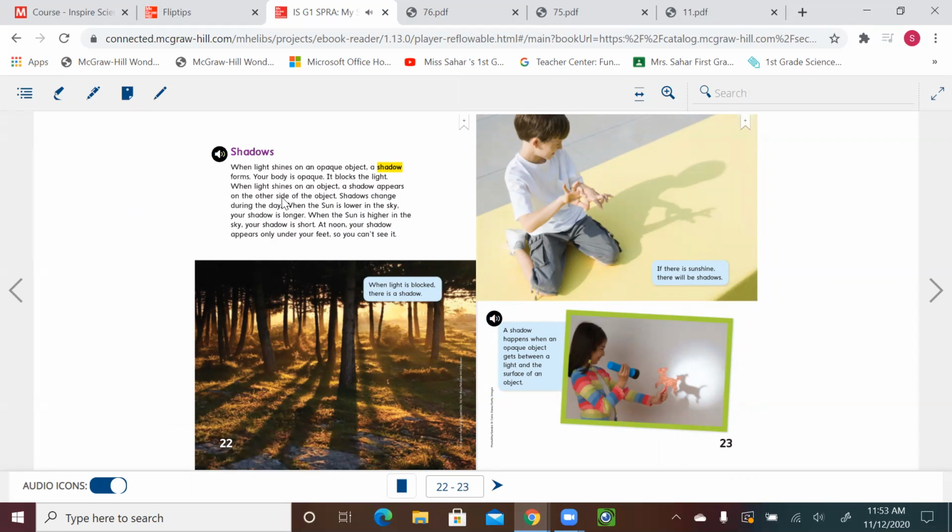So as you see here, at different times you have different sizes of shadows. So let's listen to this part one more time.